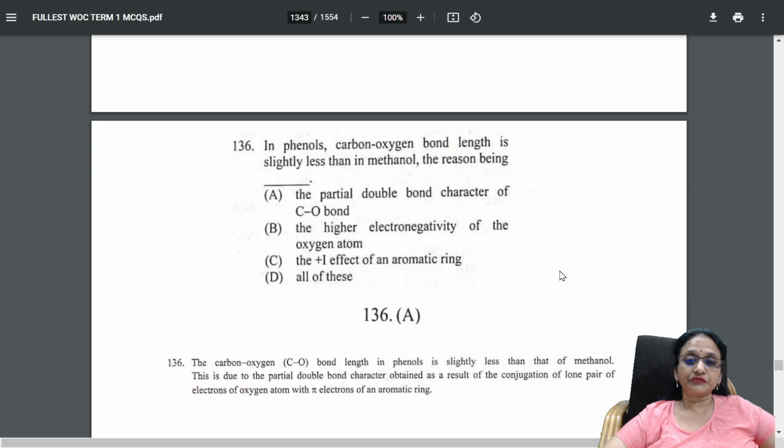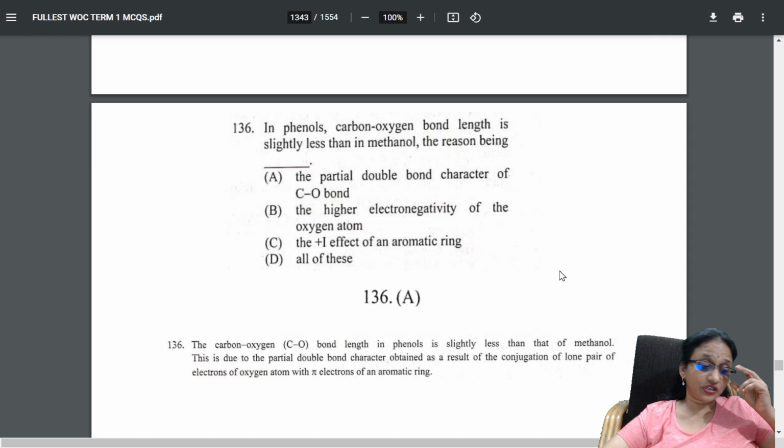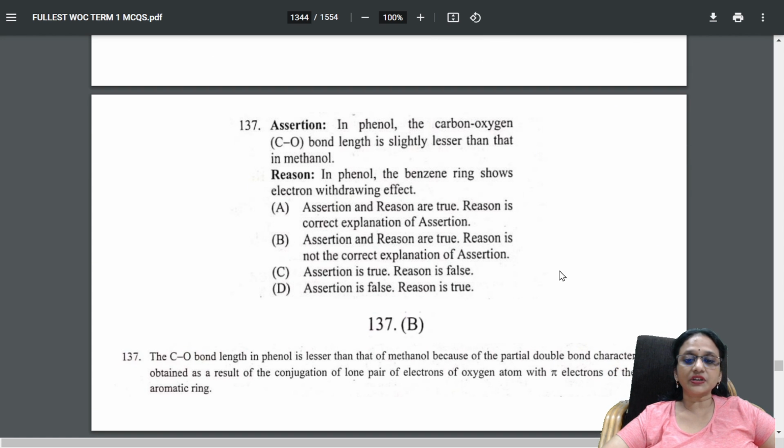Next comes your phenol concept, where we'll be talking about the acidity function, acidity. Then come assertion reasoning questions. All right. So a phenol assertion reasoning question is given. The reason is also given, and how to answer is also given here.